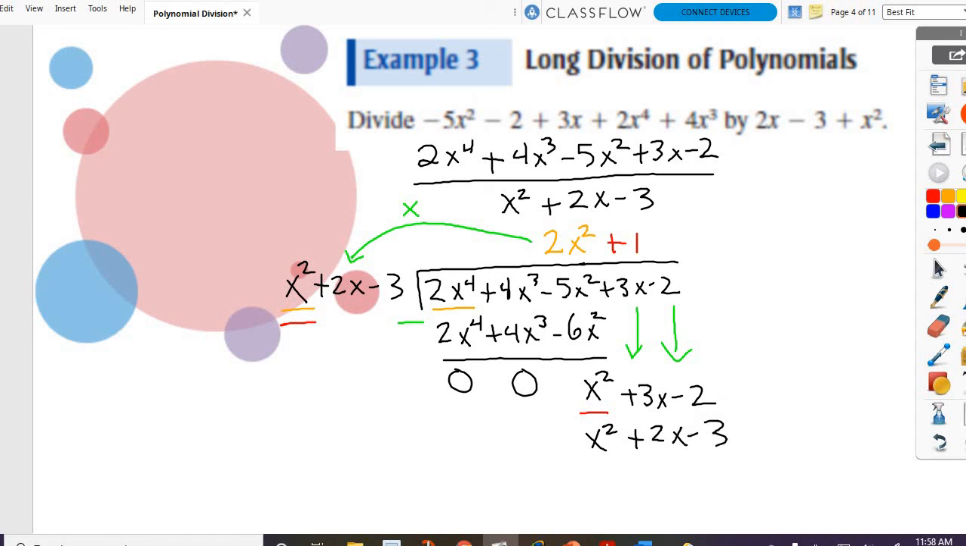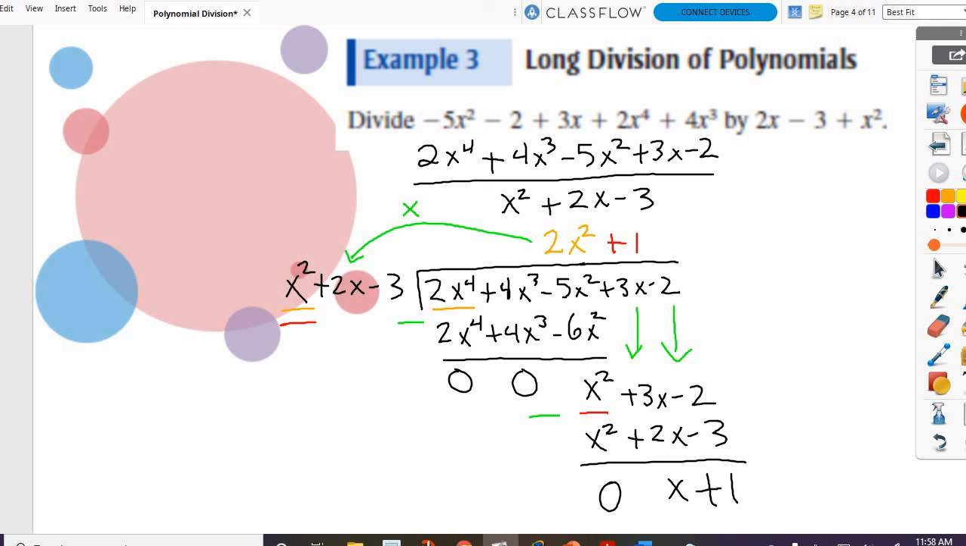And again, we're going to subtract. So what do we get when we subtract? 0. X. Negative plus 1. Positive 1. So can I do it again? Why not? Because now it's a smaller degree than what we're trying to divide by.